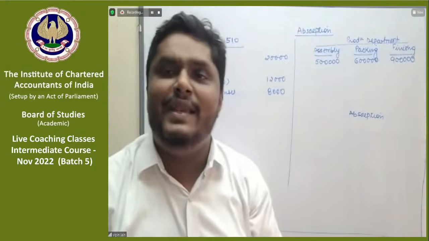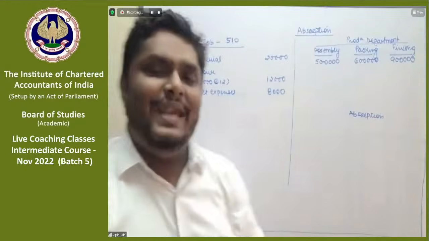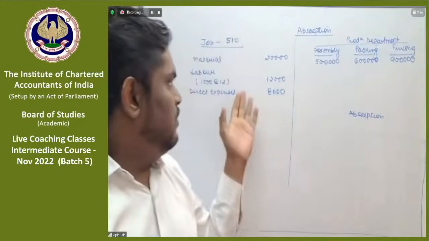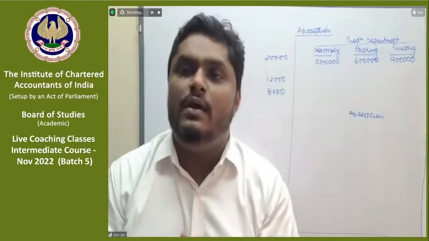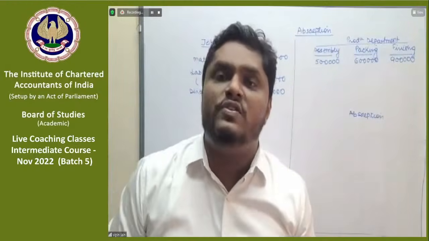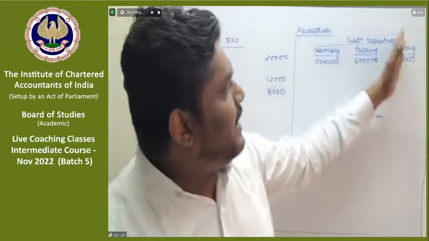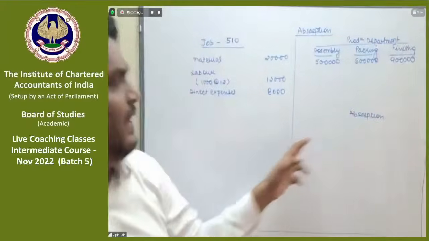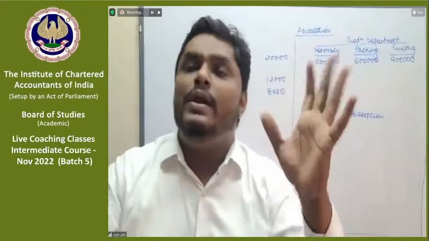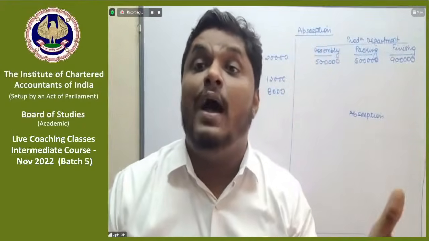We have paid at the rate of 12 per hour. The direct expenses are 8,000. So this much expenditure is already incurred. Now I have to calculate the total cost of the job. So I need to charge the overheads of these production departments to this job to calculate the total cost of the job. Now the question is how?